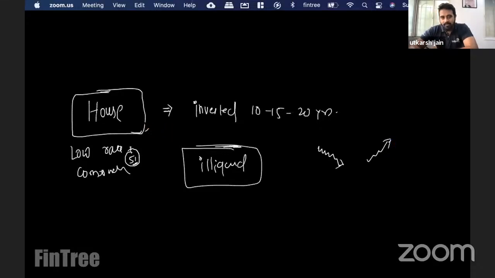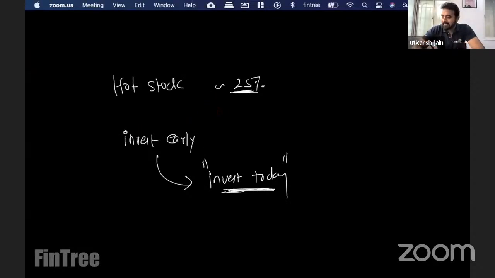Once you buy a house, you decide that I'm going to stay with this for 15, 20 years, probably I'll never sell it. That means your mindset with the house is that you're going to keep invested in that house for 15, 20 years, and that is what results in massive accumulation of wealth over a period of time. So the key that I have learned in equity markets is that you have to invest early, and then you have to stay invested no matter what happens in the market, right?